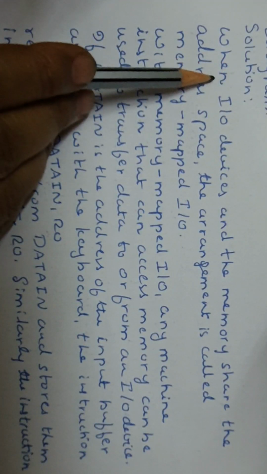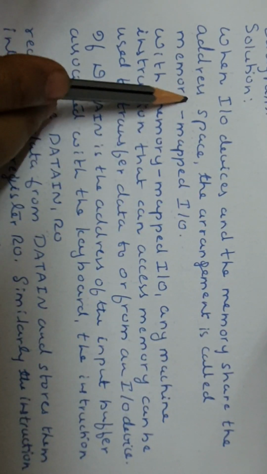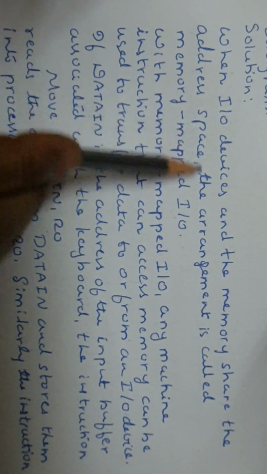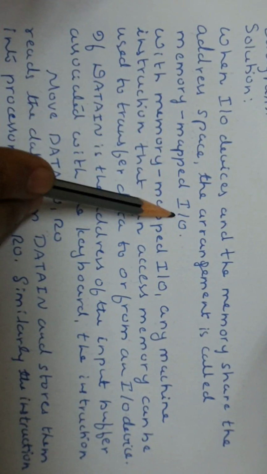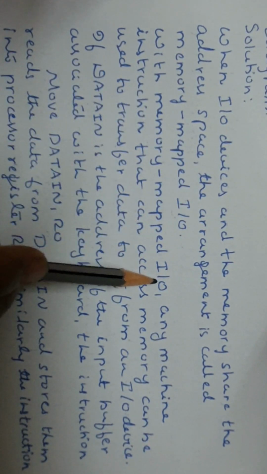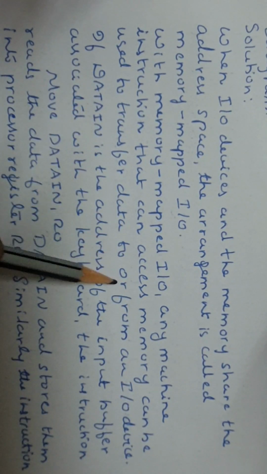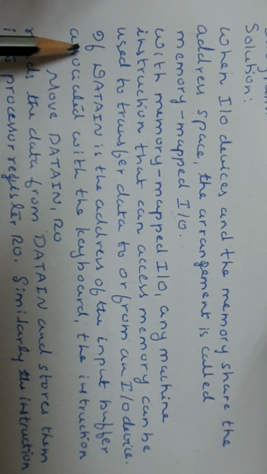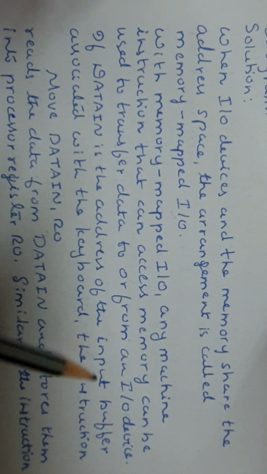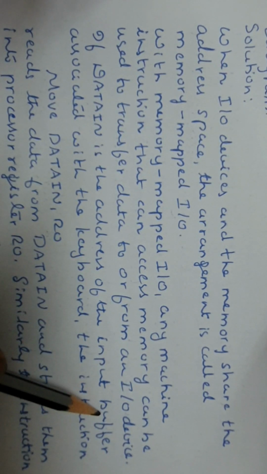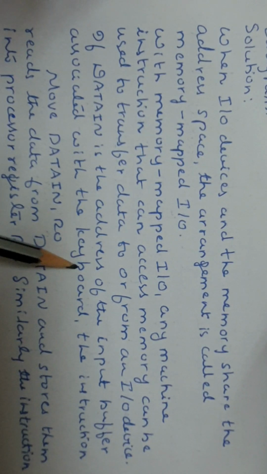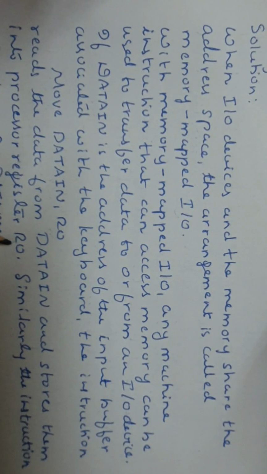So the solution we can write: when IO devices and memory share the same address space, the arrangement is called memory mapped IO. With memory mapped IO, any machine instruction that can access memory can be used to transfer data to or from an IO device. If DATAIN is the address of the input buffer, that is, memory associated with the keyboard, the instruction Move DATAIN, R0 reads the data from DATAIN and stores them into processor register R0.